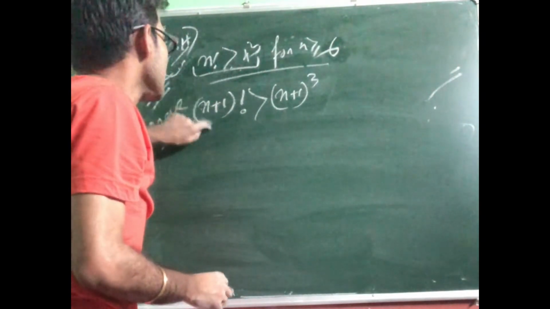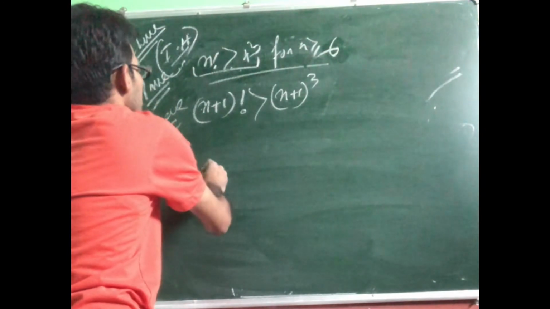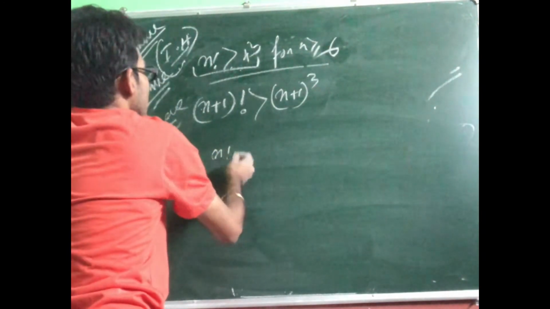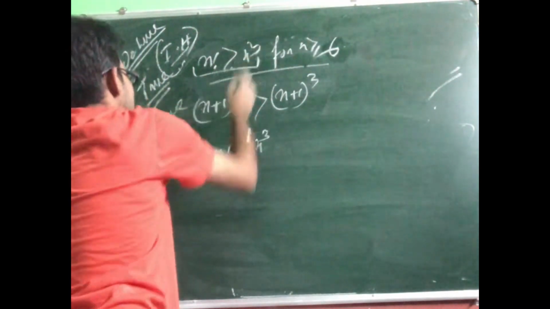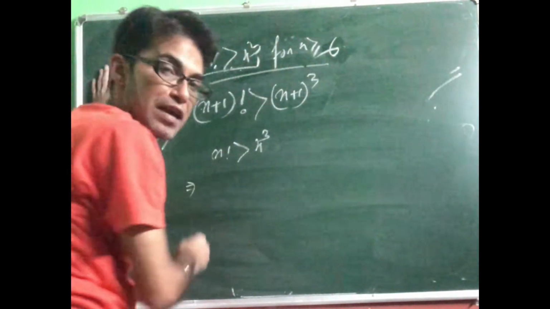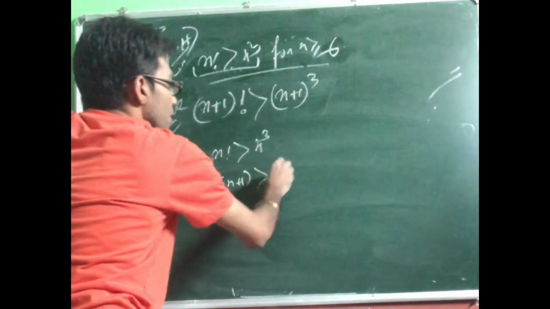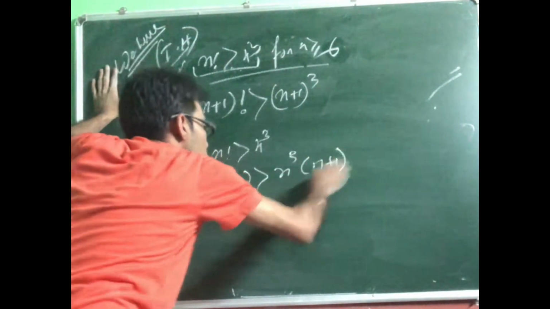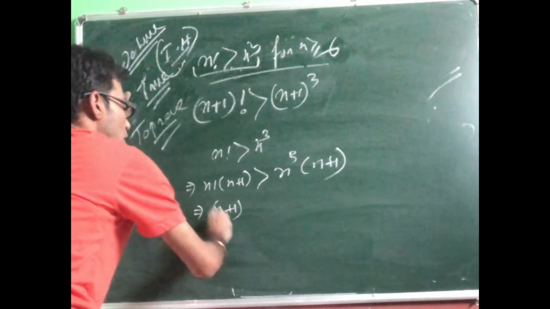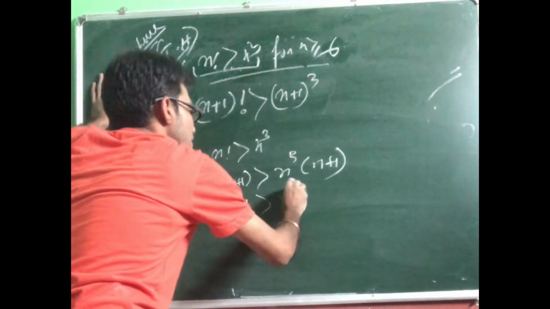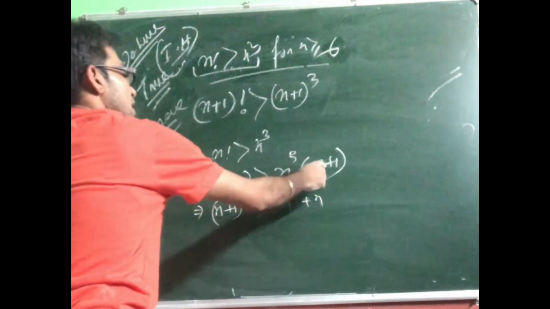So how can I get this from this one? Again, using the same approach, I can multiply n plus 1 on both sides. I'm taking this fact that n factorial is greater than n cubed, using the induction hypothesis, and then I'm multiplying n plus 1 on both sides. So this would become n factorial times (n plus 1) greater than n cubed times (n plus 1). So this becomes (n plus 1) factorial greater than n cubed times (n plus 1), which is n to the power 4 plus n cubed.